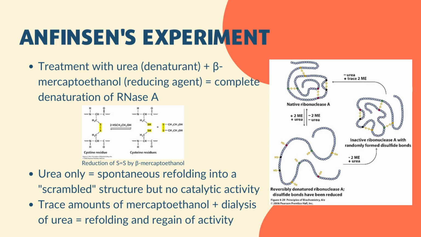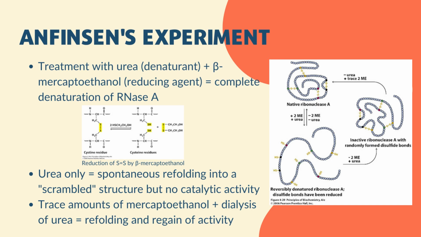He chose bovine pancreatic ribonuclease A as his model for folding, but he couldn't completely denature the protein unless he treated it with a denaturant, urea plus beta-mercaptoethanol, to break the disulfide bridges. Then, upon the removal of mercaptoethanol but not urea, Anfinsen discovered that the enzyme spontaneously refolded into a scrambled structure with no catalytic activity.